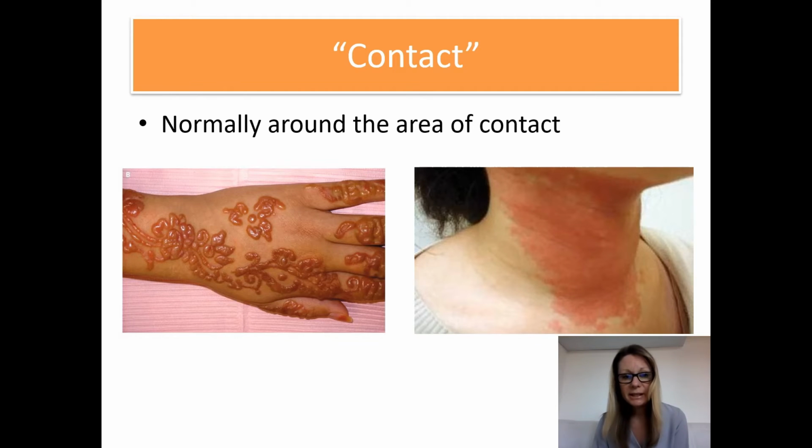So here are some examples of some contact dermatitis. So here you can see the henna tattoos, and there has been a reaction around the product applied to the skin, and there's slight reddening there. And then the second picture is somebody who's worn a necklace, perhaps a nickel necklace, and that has caused an inflammatory response in the skin. As we go through the lecture, the pictures, I'm afraid, get a bit more gruesome, so beware.